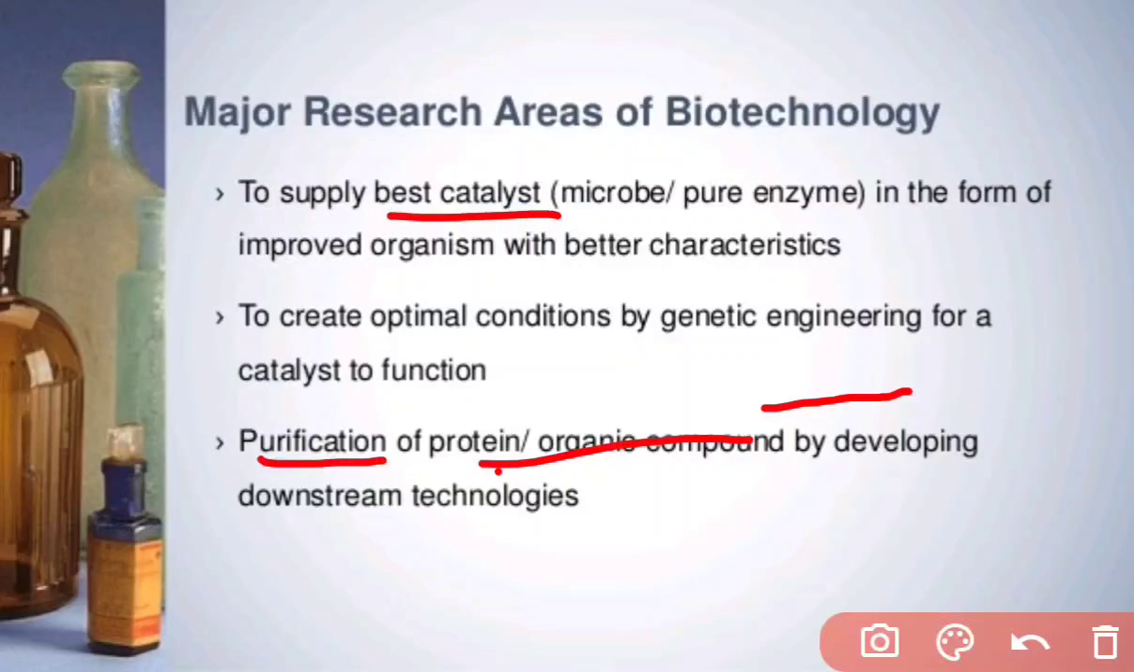So the main research area is to supply the best catalyst in the form of a microbe or pure enzyme, and to create the optimal conditions by genetic engineering for the catalyst to function. Not only supplying the best catalyst but also creating the optimal conditions, and purification and separation, which is actually called downstream technology.